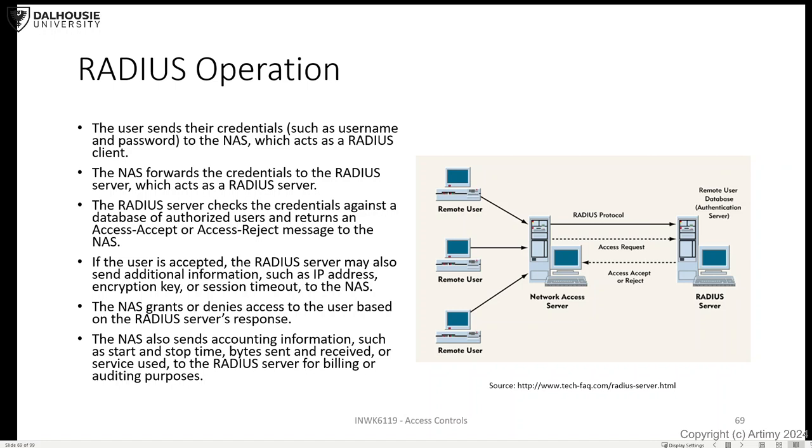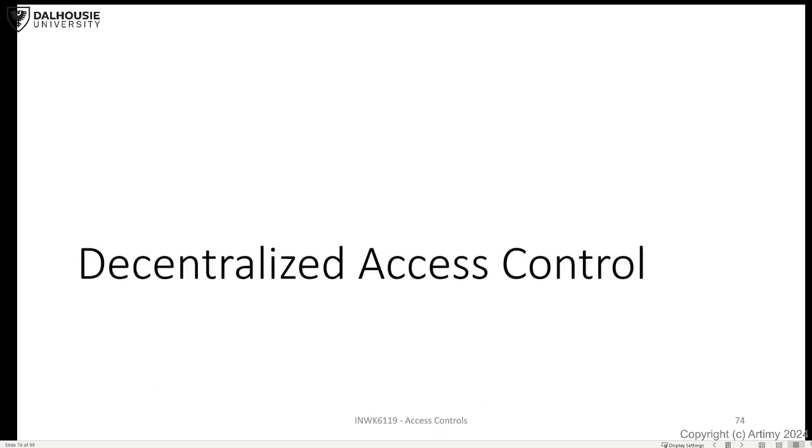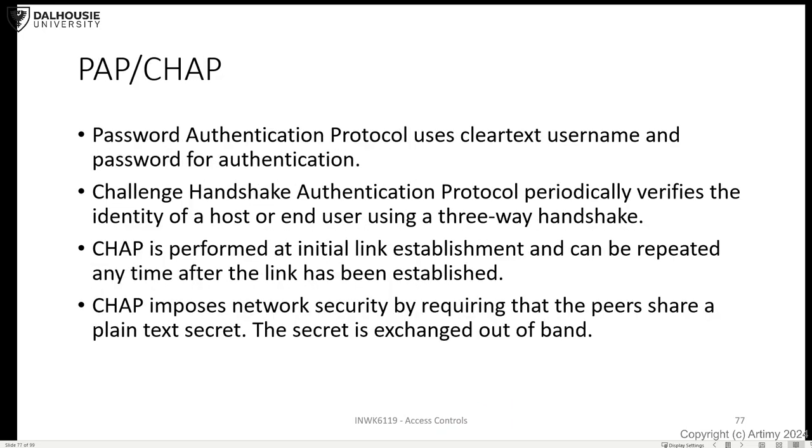If somebody tried to hijack the session and replace the user, of course they will fail the challenge, so the challenge will fail and the remote user will be kicked out. So that was the CHAP purpose. So that's what it says here. CHAP is performed at initial link establishment, and it can be repeated anytime after the link has been established, so it keeps repeating periodically.